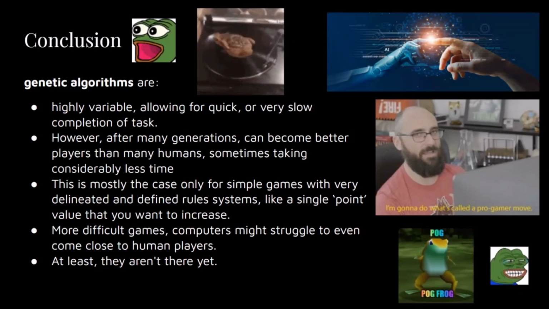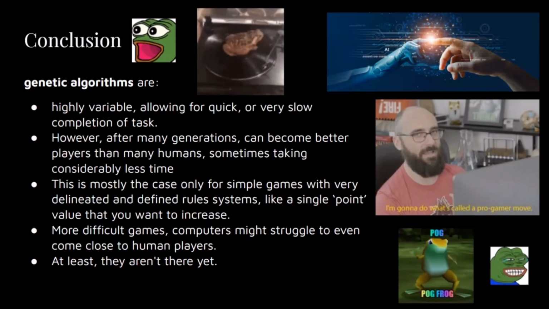This is mostly only the case for simple games, because a delineated and clearly defined rule system allows a computer to know better whether or not they're doing poorly or well, meaning that generations can be more quickly adapted towards getting better points. However, games with more complex ideas like chess or League of Legends or Magic the Gathering would not only have to have many more generations, but they would also potentially not be able to compete with a human player until a huge amount of generations have elapsed, maybe even not at all.